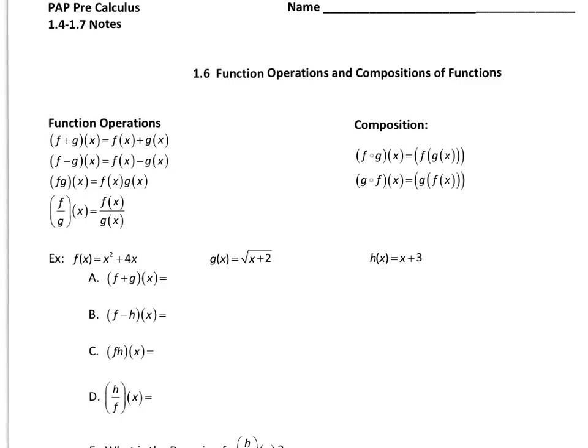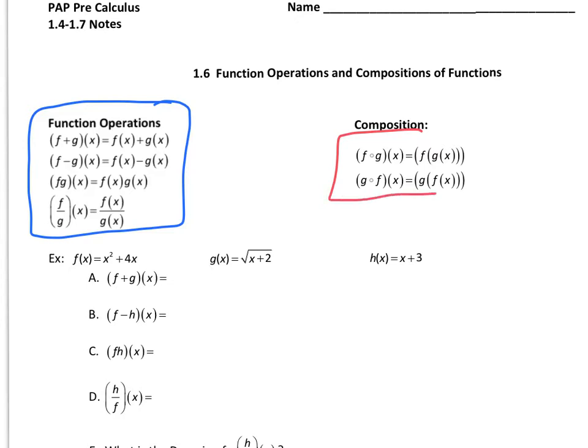This is the video for 1.6, function operations and composition of functions. Okay, so here are my function operations. If I have f plus g, that basically means to add the two functions together. F minus g means to subtract the two functions from each other. Fg means multiply them. F divided by g means to divide them.